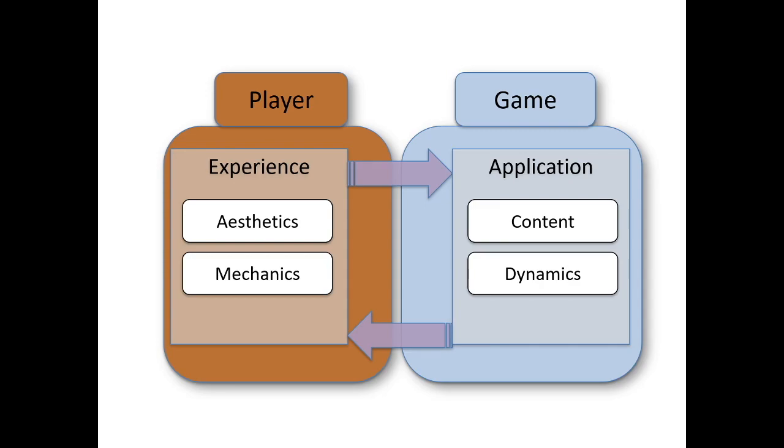Another way of thinking about this is that if we're going to divide up what we can directly impact and what we can indirectly impact, everything on the right is what we can directly impact. We can change the content, we can change the dynamics, we can change the programming. We can't necessarily directly impact what mechanics the player will interact with or what their aesthetic experience will be. That's where we get this breakdown between what we're building, which is the thing on the right, versus what ends up in the player's head.